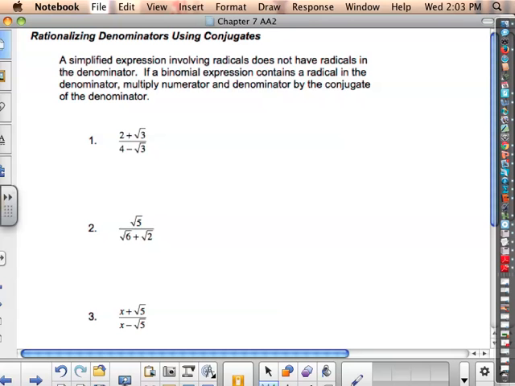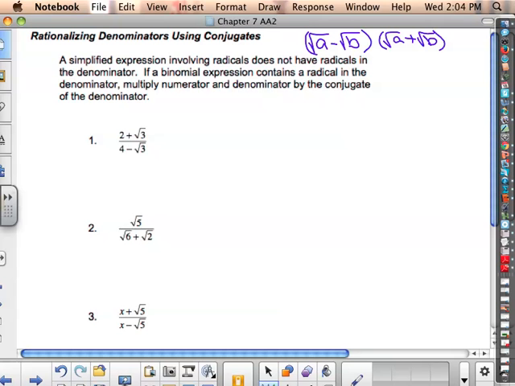Okay, rationalizing denominators using the conjugate. We introduced the conjugate, I think, in section 7.2. Remember the conjugate, if I have the square root of A minus the square root of B, the conjugate would be the square root of A plus the square root of B. And the idea is that when you FOIL, those middle terms will cancel, and the denominator will become a rational number instead of an irrational number.